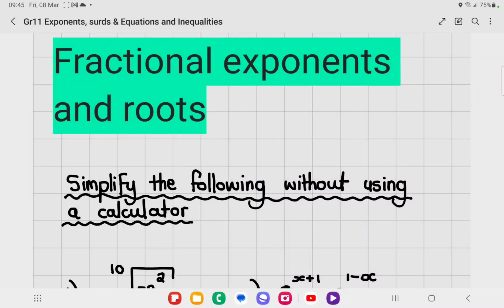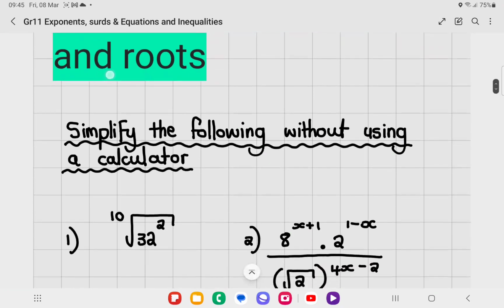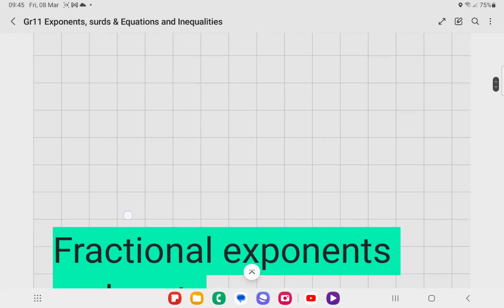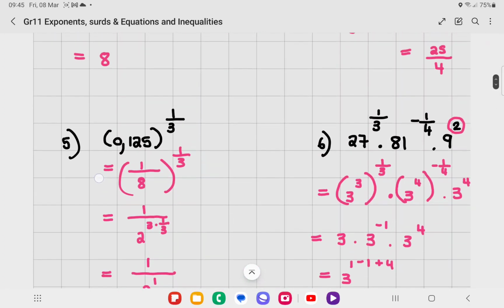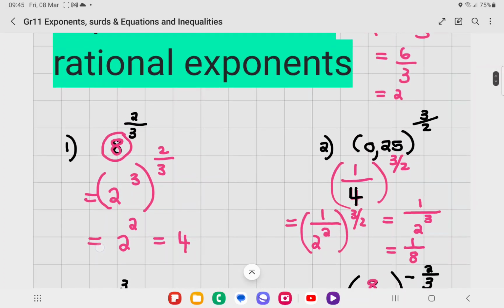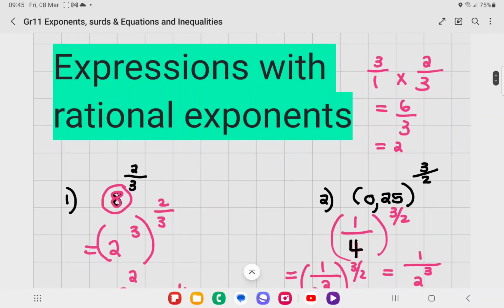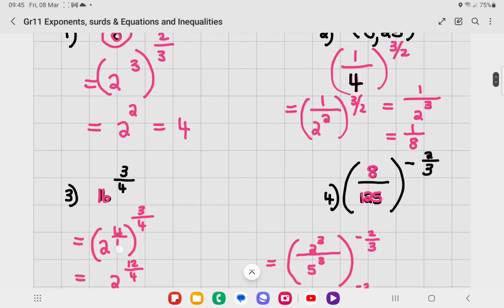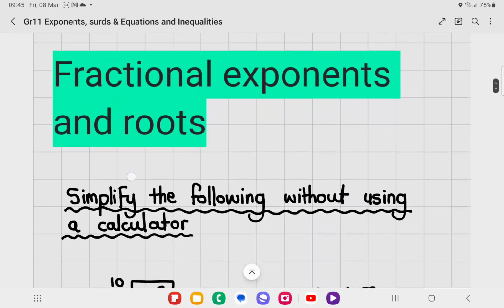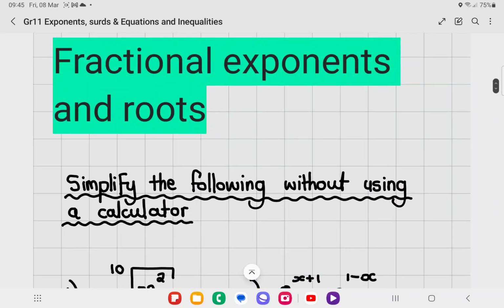Grade 11s, welcome to another video where I am quickly going to run through fractional exponents and roots, and where they actually ask you now to simplify without the use of a calculator. So you'll see it's the ones that we practiced in video number 2. If you just need a reminder, I'm scrolling up through it. So these ones we practiced, and now we're going to use this practice into simplifying the following questions.